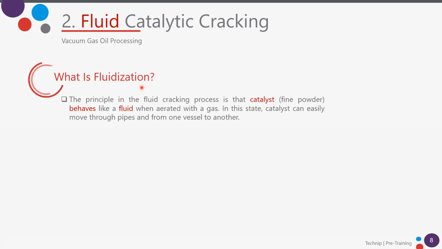So the principle in the fluid cracking process is that the catalyst, that is a fine powder, we will see that the average size of the catalyst is about 70 microns. Okay, the catalyst. So it is a very, very fine powder. So it behaves like a fluid when aerated with a gas. In this state, the catalyst can easily move through pipes and from one vessel to another. Okay, so this is the main principle of this fluidization.